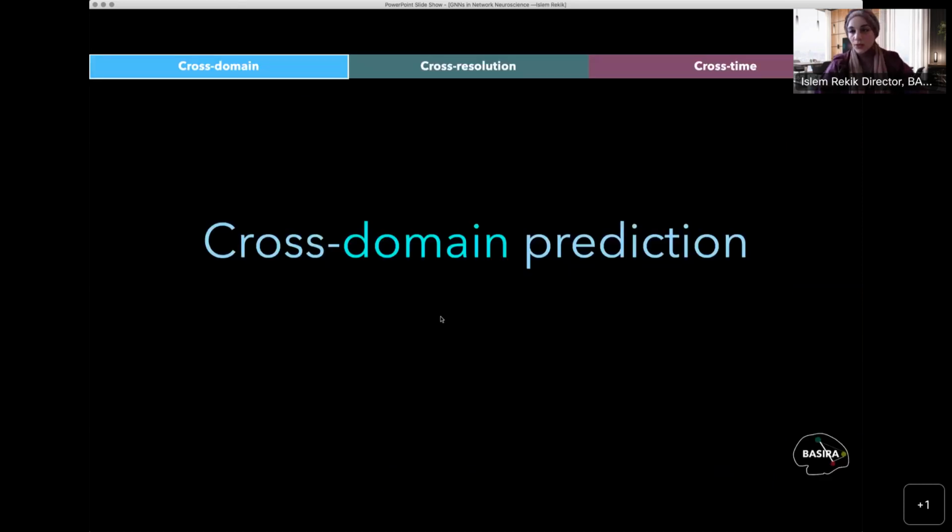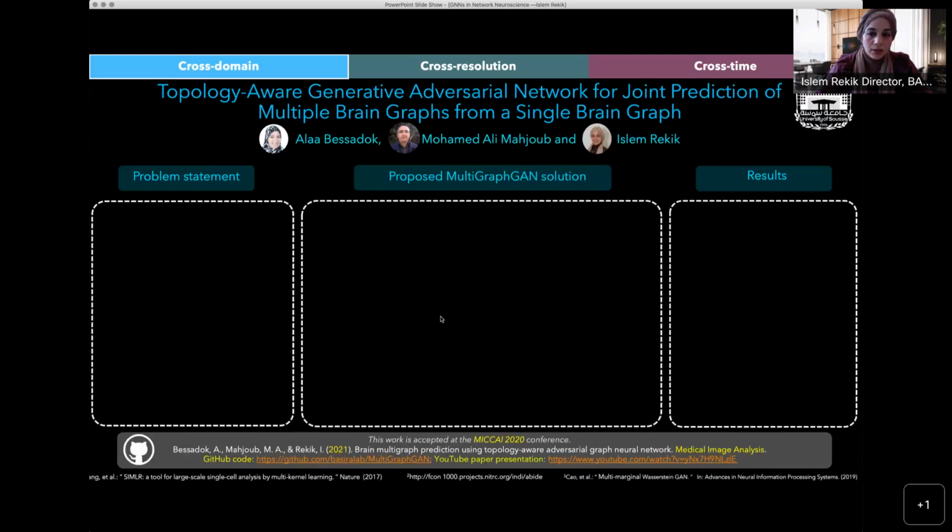So let's start with the three examples. And the first one is the cross-domain prediction. Here, for the cross-domain prediction, this was a work presented by my former PhD student and accepted at the MICCAI 2020 conference and then extended into a medical image analysis journal.